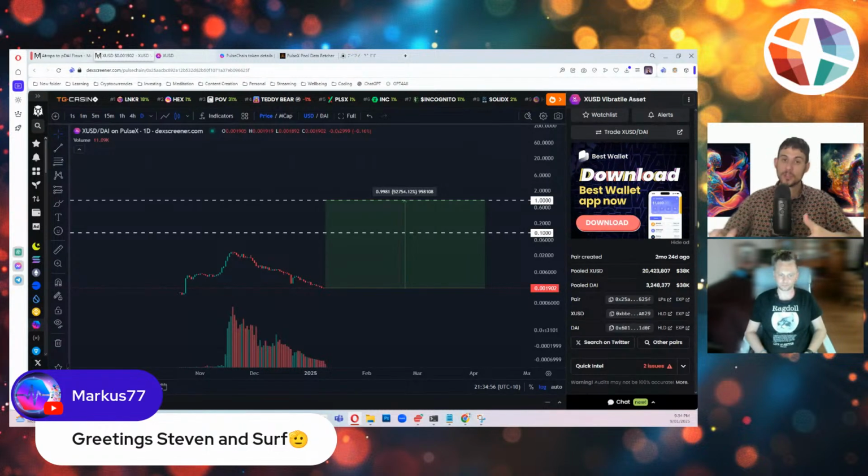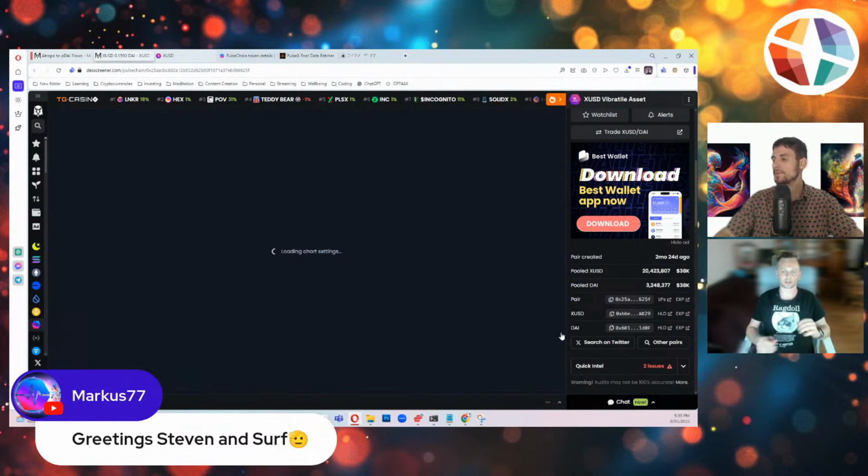So it's similar to a stable coin, but it's different. So there's obviously a few key differences. I'm hoping that you can explain that in a way that people can understand what is a vibratile asset and what makes this different to a stable coin. Right. Well, I'll give it a shot.